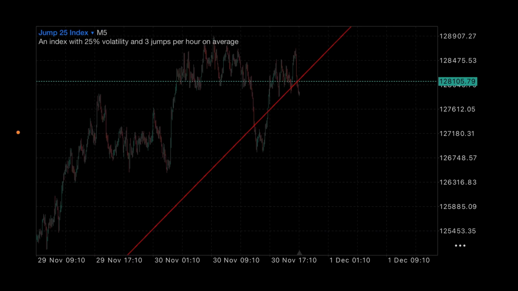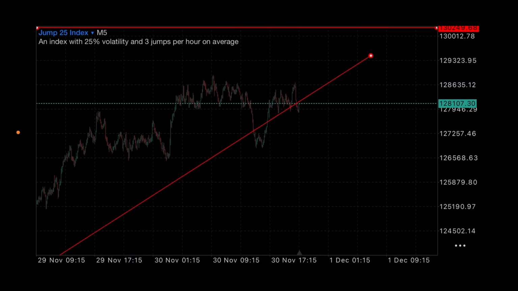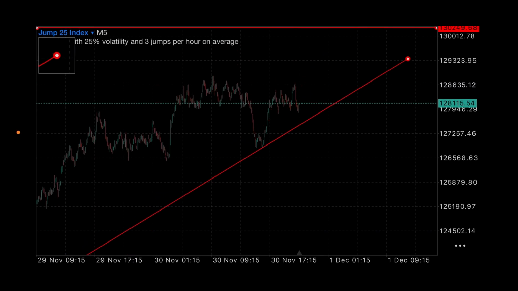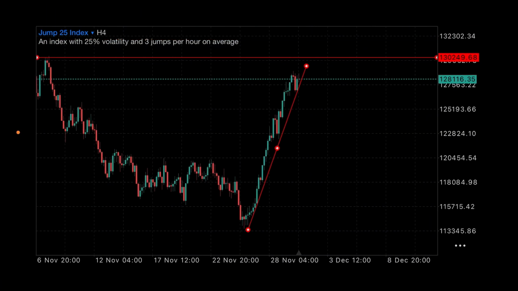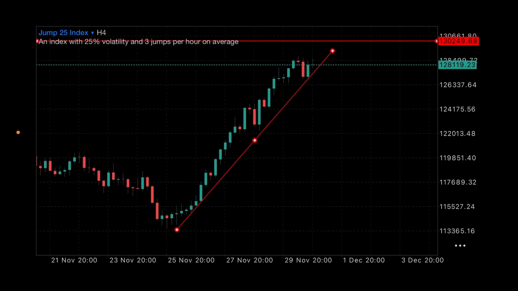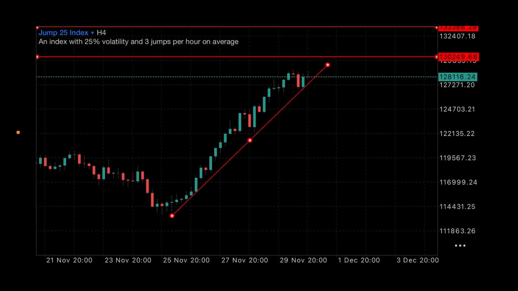Let me use what the market right now is. Let me go to the 4-hour time frame. Yeah, this is it. So right now on the 4-hour time frame on jump 25 index, you can see the market is on an uptrend.